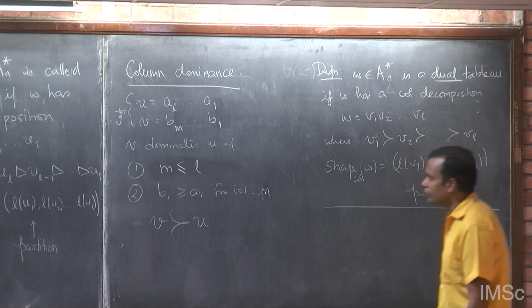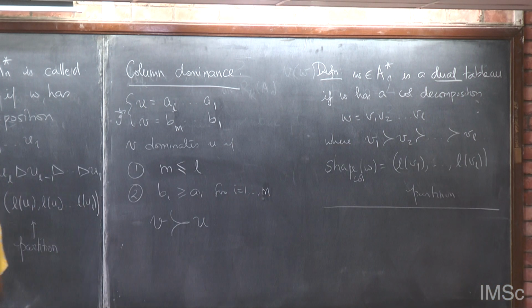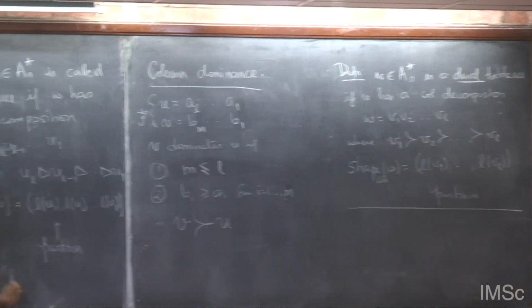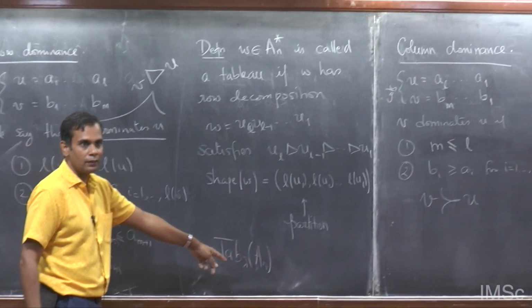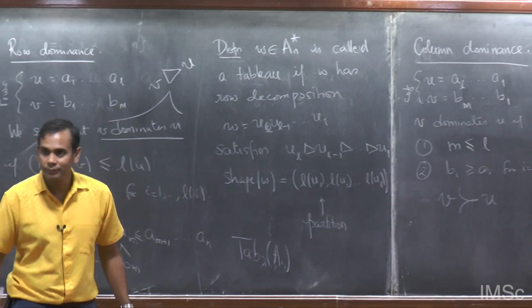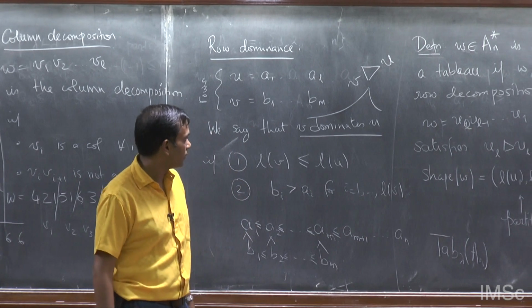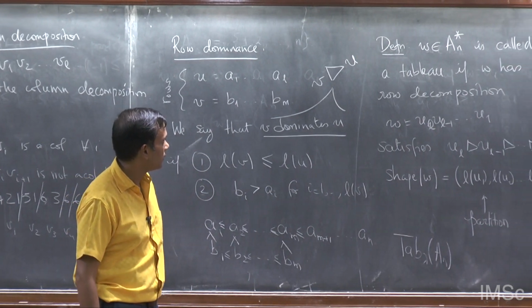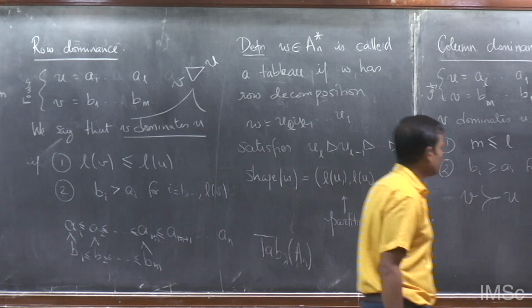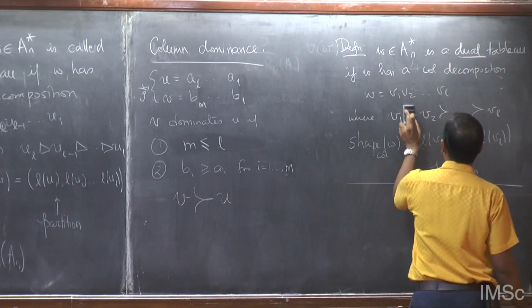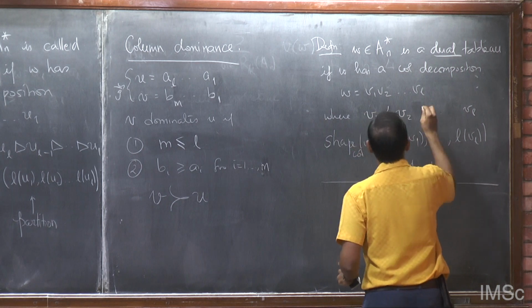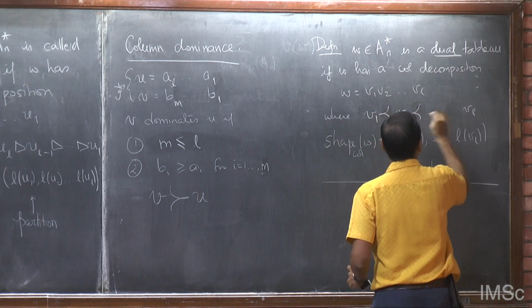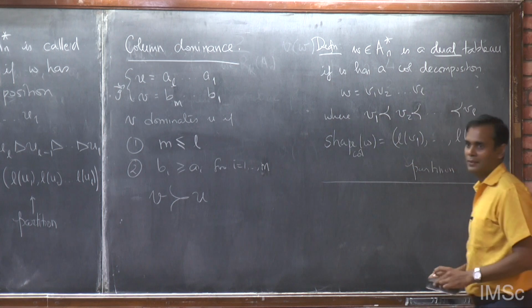We'll use some notation here. We'll say Tab lambda A n to be the set of all tableaux of shape lambda in the alphabet A n. Oh, it's the other way around. Sorry. Thank you. I think I'm getting confused by my own notation here.